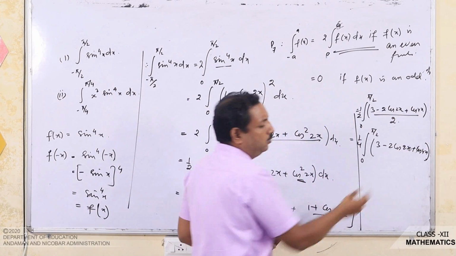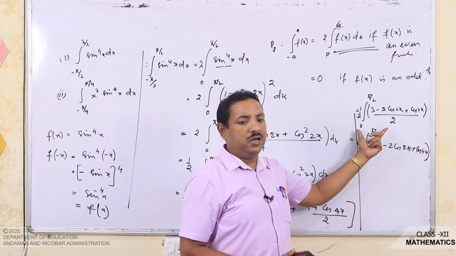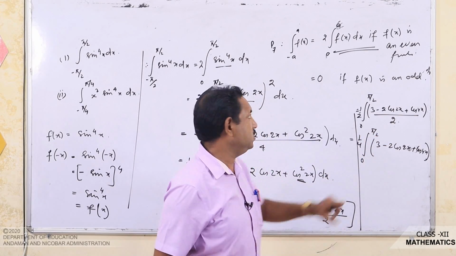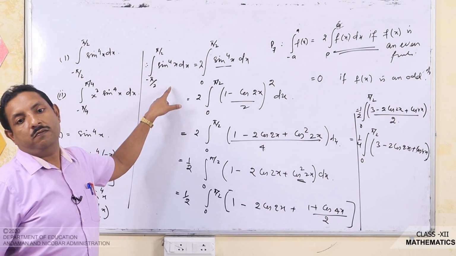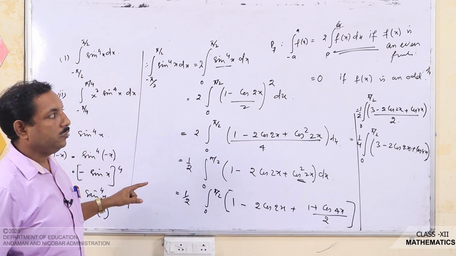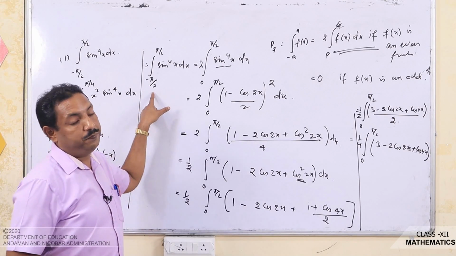Now, you can simply do the integration over here and put the limits, you will get the final answer. So, this way we can find the solution for even functions. Here I applied the property P7.